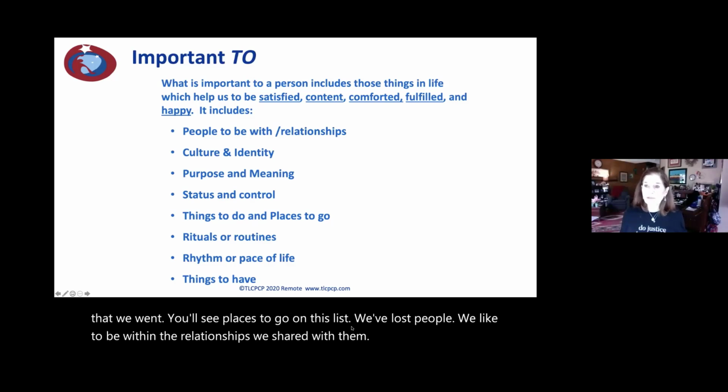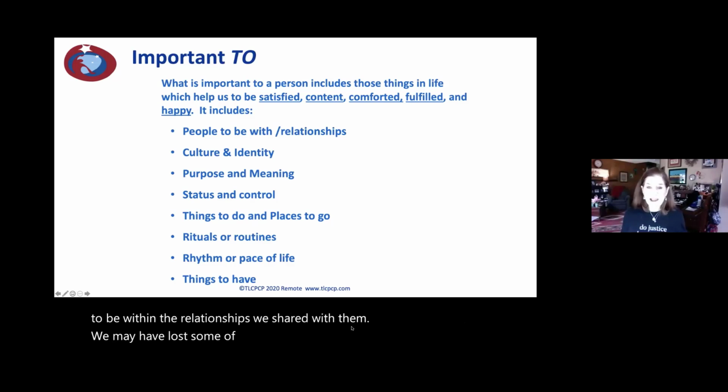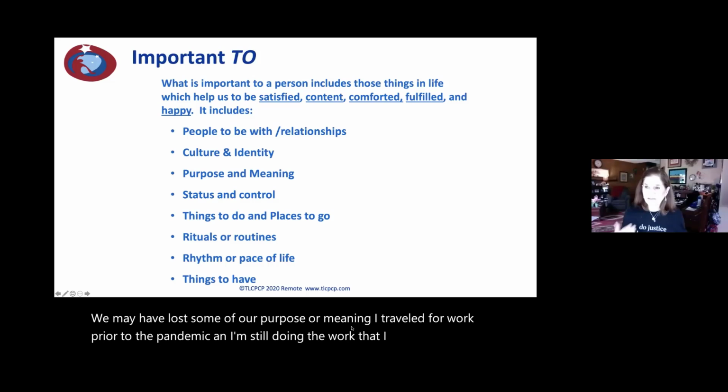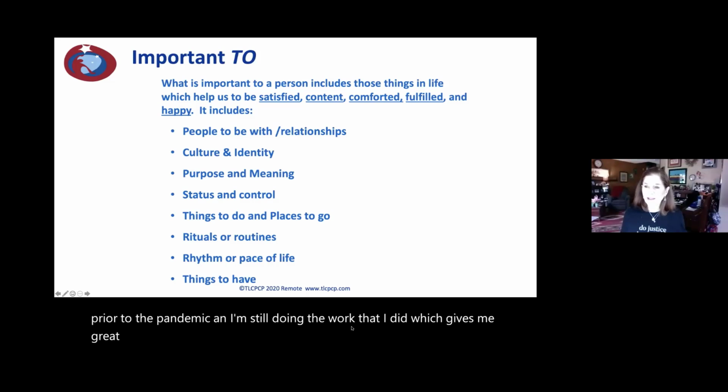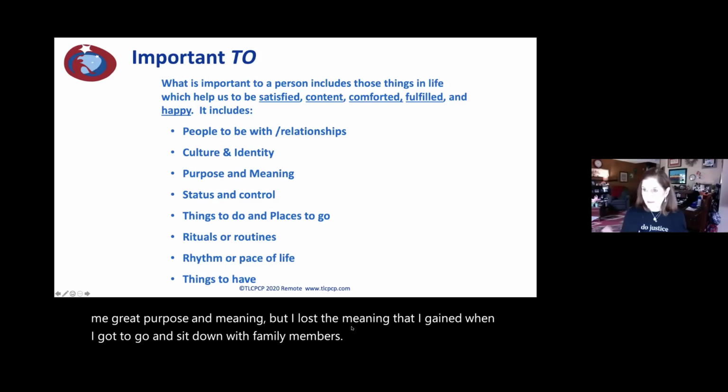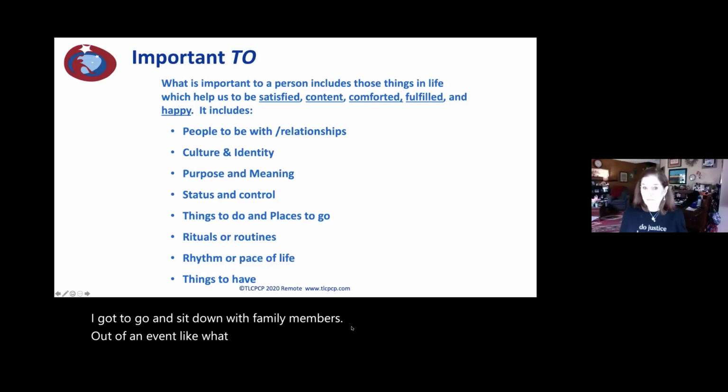We may have lost some of our purpose or meaning. I traveled for work prior to the pandemic, and I'm still doing the work that I did, which gives me great purpose and meaning, but I lost the meaning that I gained when I got to go and sit down with family members at an event like what we're doing today. I miss that. All of us have lost some of that.